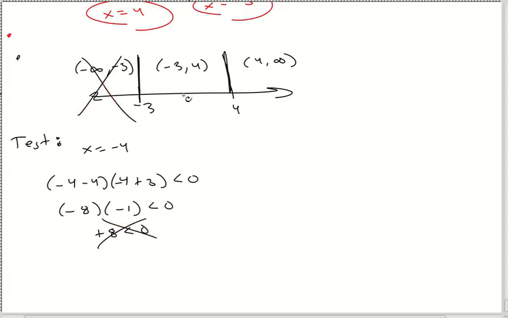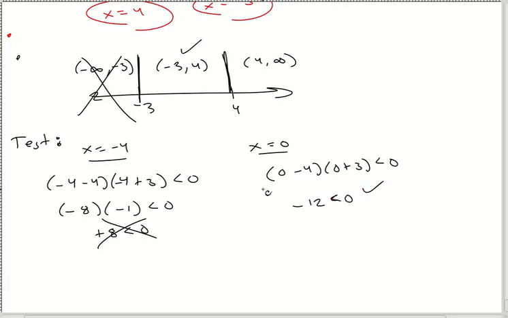Okay, let's keep going. What's an easy number between negative 3 and 4? 0. Very good. You should always pick something easy. Maybe 1, I guess. 0 minus 4 times 0 plus 3. What I got here is a negative 12. Is negative 12 less than 0? Yeah! So I like that interval. We'll use that in my answer.